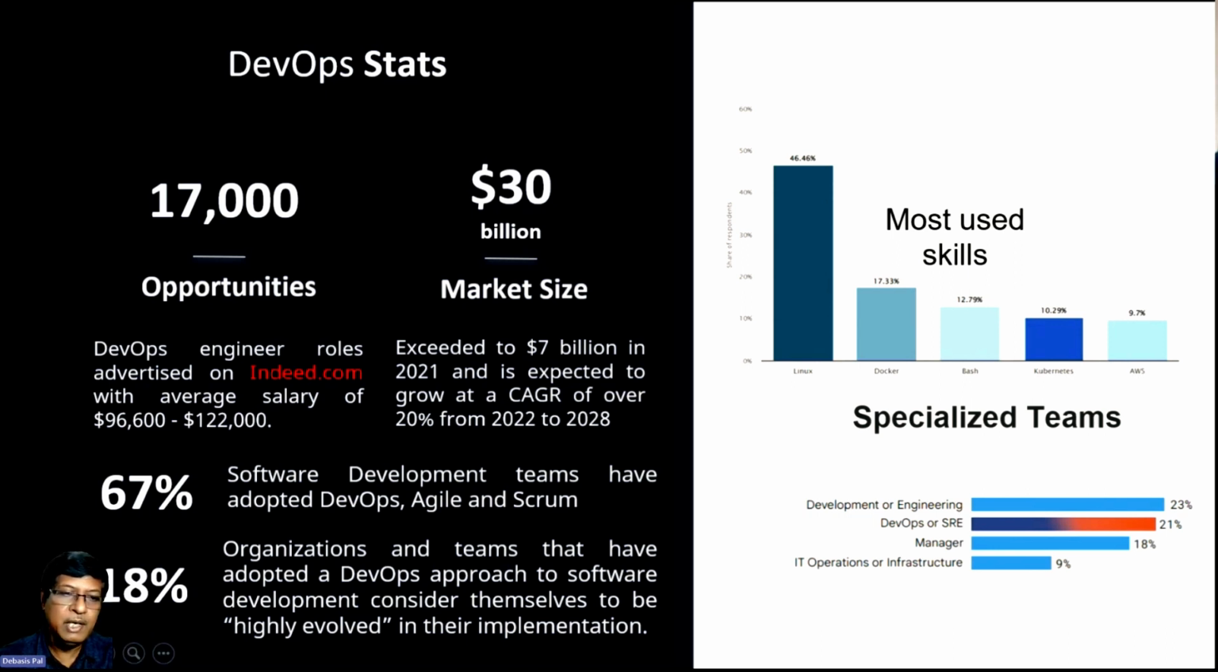But leaving that 18%, almost 82% of the industry has adopted DevOps but has not attained the highly evolved stage. There is your huge demand. So 82% of this 67% of the market. You are looking at a $30 billion market by 2028. You are already in that phase, 2022 to 2028. It's a huge demand. And this is considering the threat of AI.